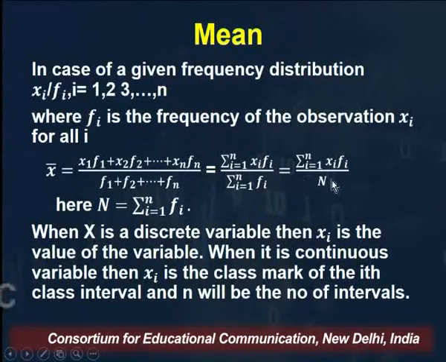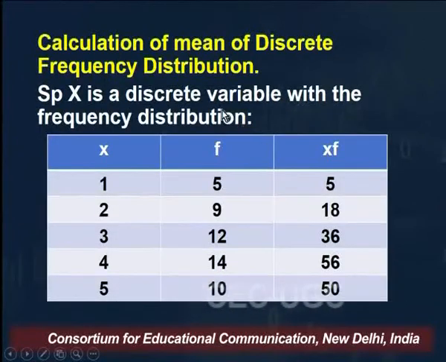Capital N is the total number of observations that you have, because frequency means the number of times a particular value is repeated, and if you sum all the frequencies, you are considering all the observations given to you. Now, let us elaborate through an example the calculation of the mean of a discrete frequency distribution. Suppose capital X is a discrete variable with the following frequency distribution.